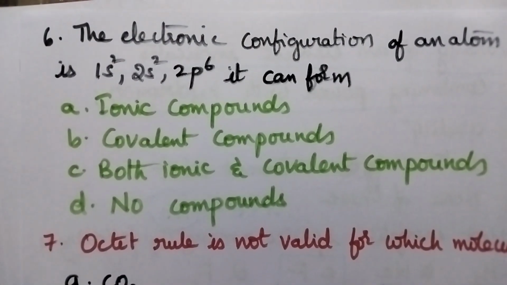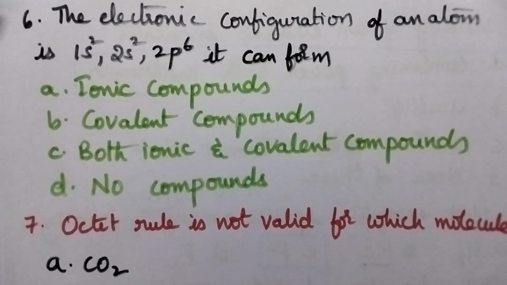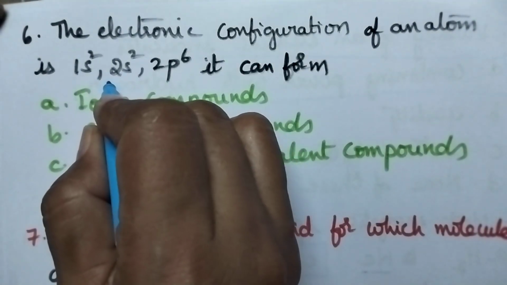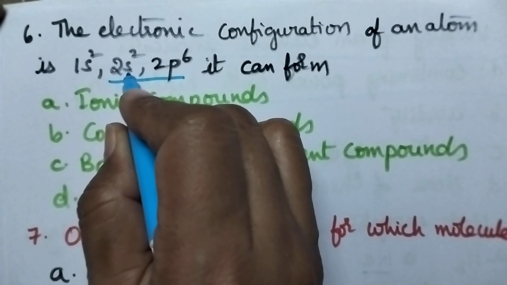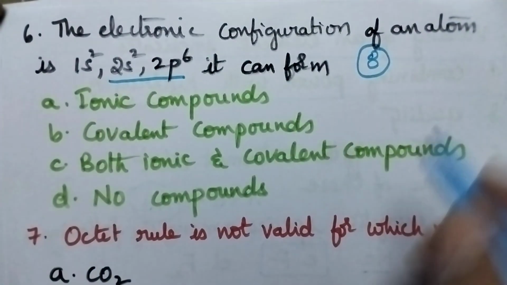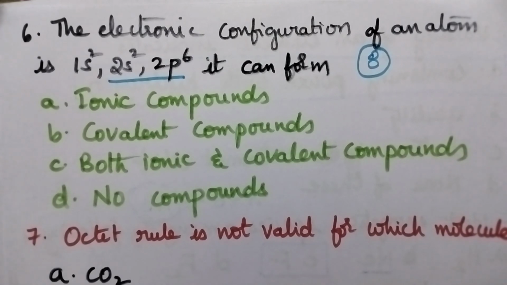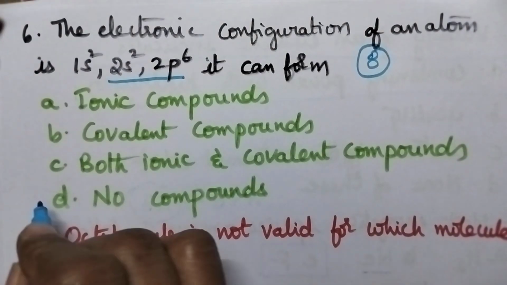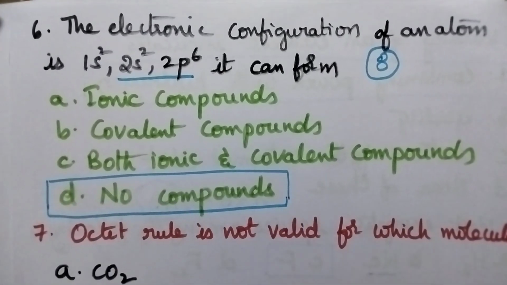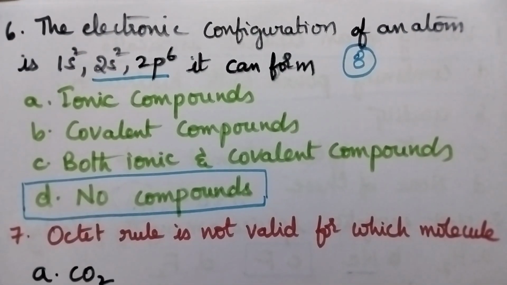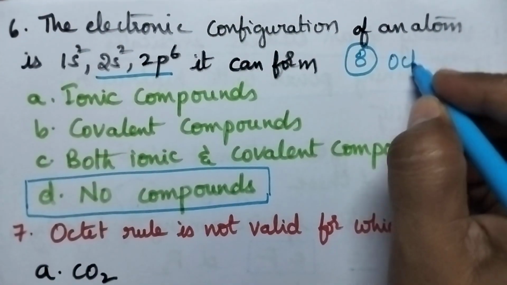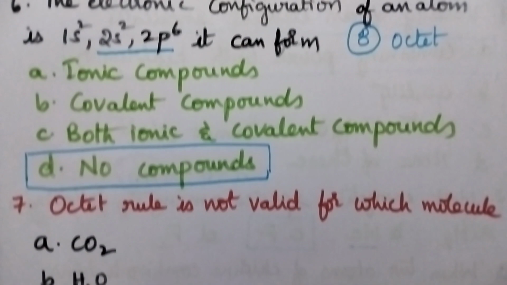The electronic configuration of an atom is 1s2, 2s2, 2p6. It can form. So the outermost configuration is 2s2, 2p6. That means it contains 8 electrons. And hence it will not form any compound. So option D is the right answer. No compounds will be formed by an atom with the configuration 1s2, 2s2, 2p6 since it has already acquired octet configuration.